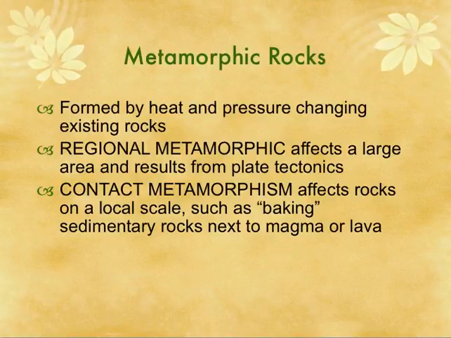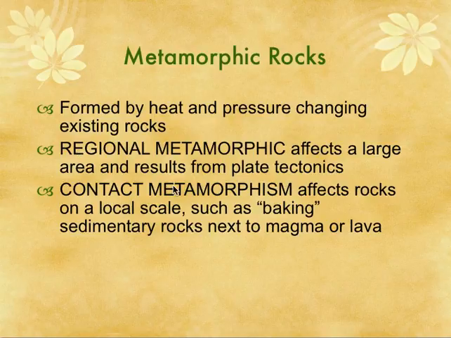Metamorphic rocks are formed from heat and pressure deep within the earth. So it's a baking heat, not a melting heat. So these rocks are sort of baked and pressed so that they change into something else, because metamorphic means to change. And then there are different types of metamorphic rocks.